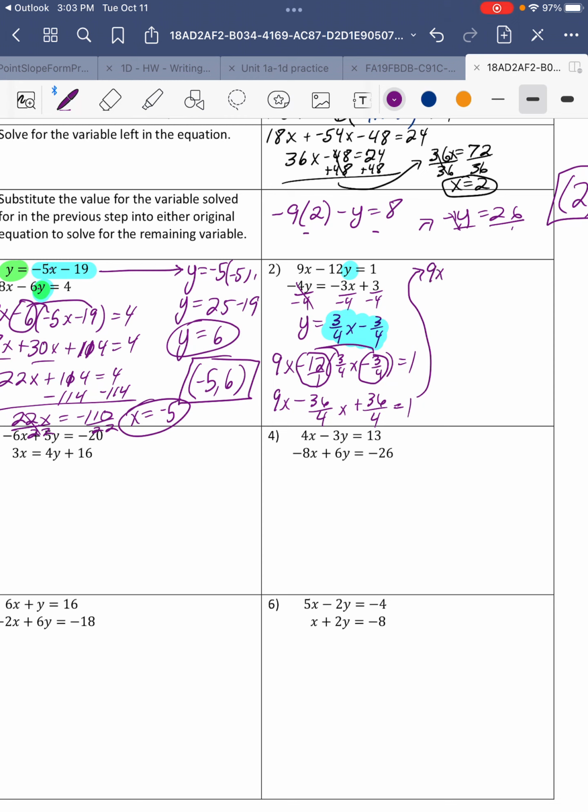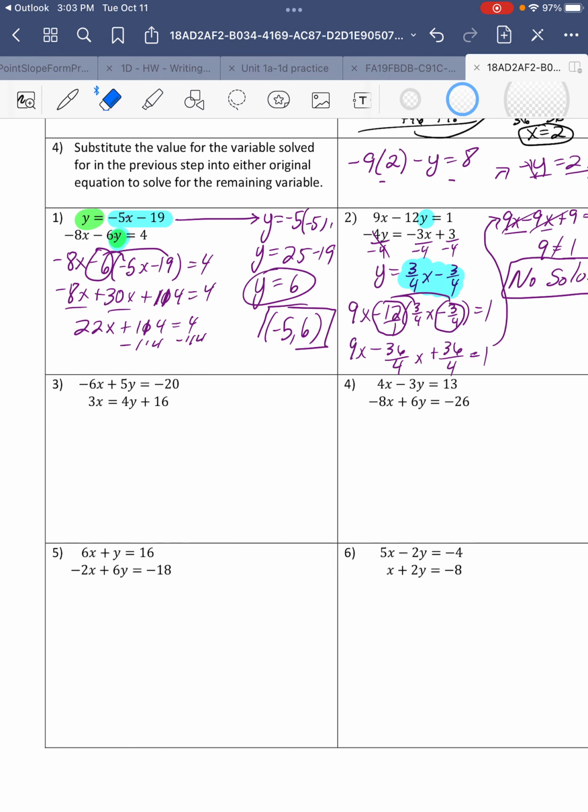So you have 9x, 36 divided by 4 is 9. So I have 9x minus 9x. That's 0. 0x. 0 times x is 0. So those actually go away. You have 9 equals 1. That's not true. 9 does not equal 1. So that means this would be a no solution. That can't ever happen. 9 can't equal 1. So we're going to stop right there, and it's a no solution.